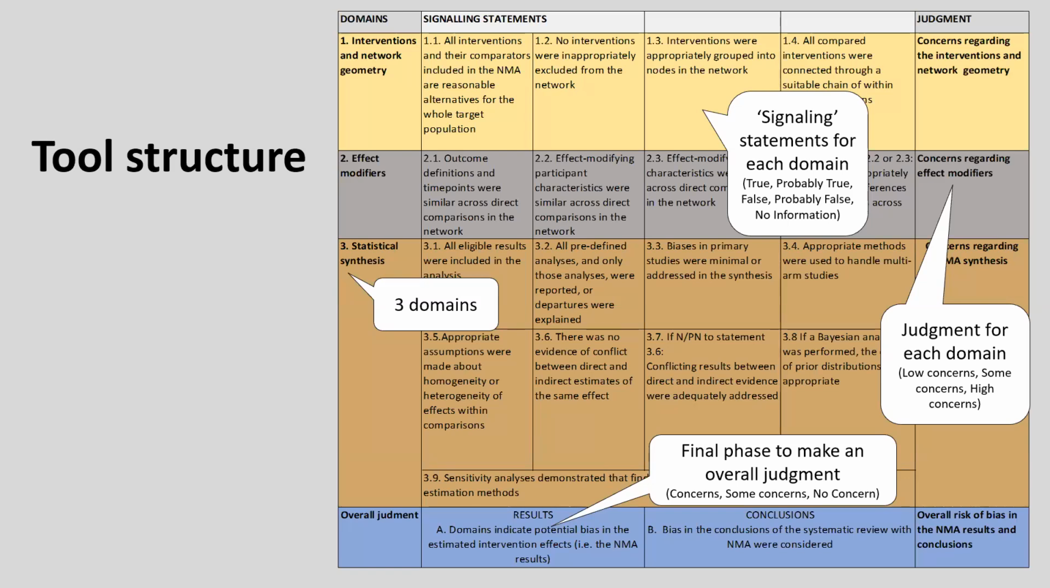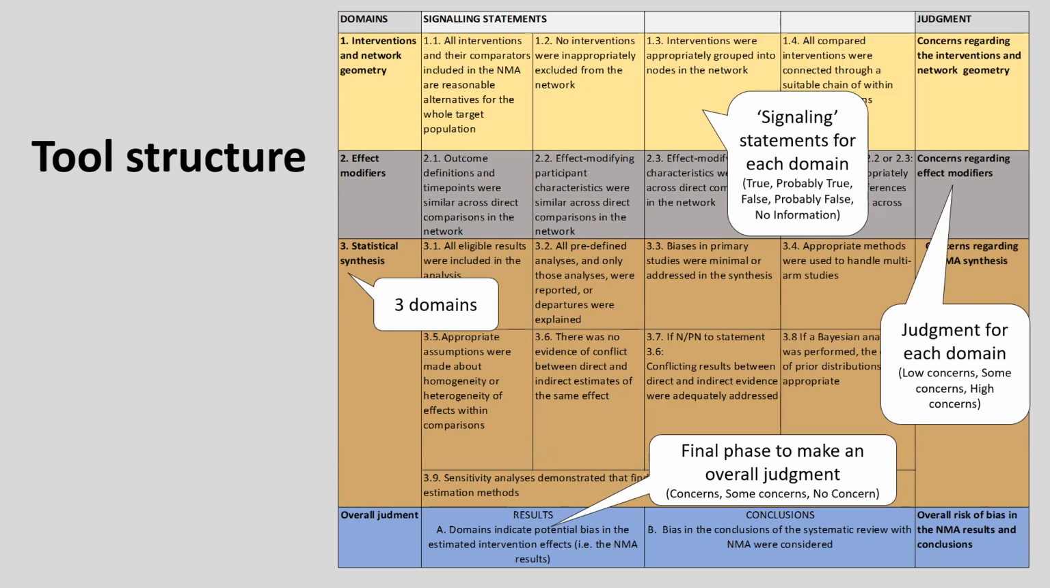Our tool works by using a set of reasonably factual signaling statements to help authors determine bias within these three domains. True and probably true are considered to be pretty much the same, just expressing different levels of certainty in the response. No information should be used quite sparingly, and only when it's pretty much impossible to make a judgment of yes or no. We also encourage authors to record the reasons for their judgments.